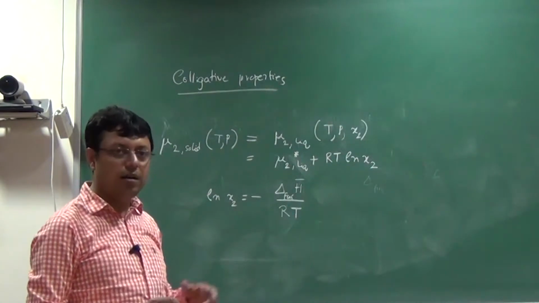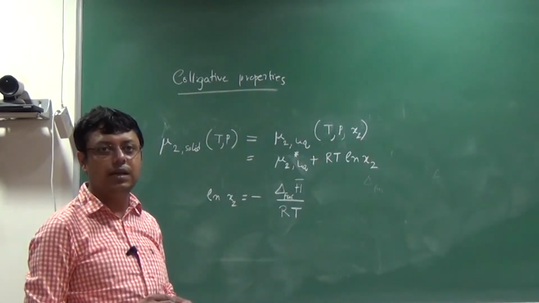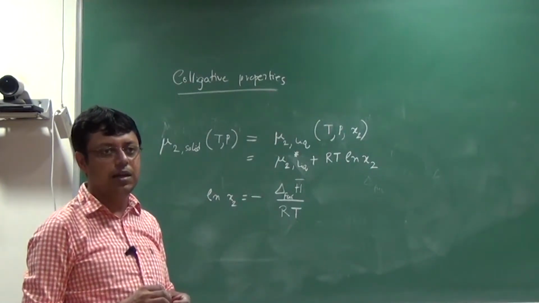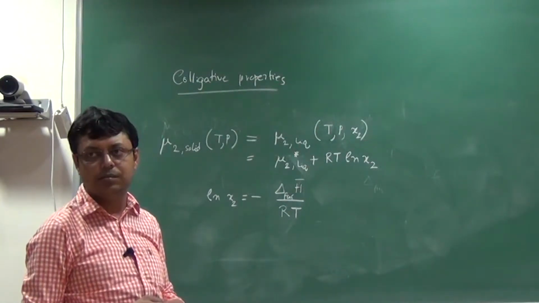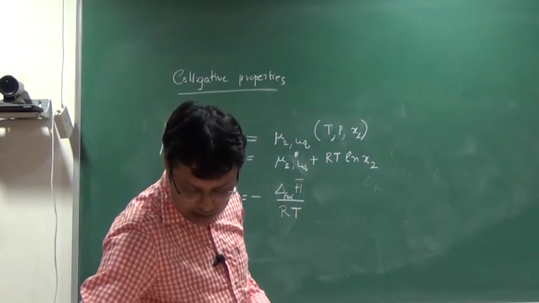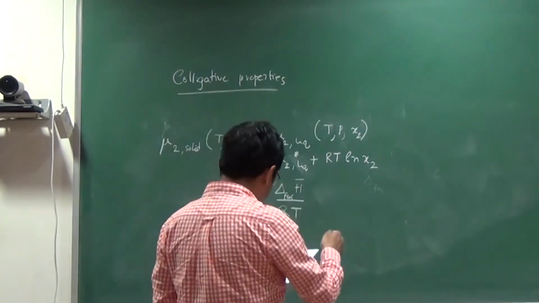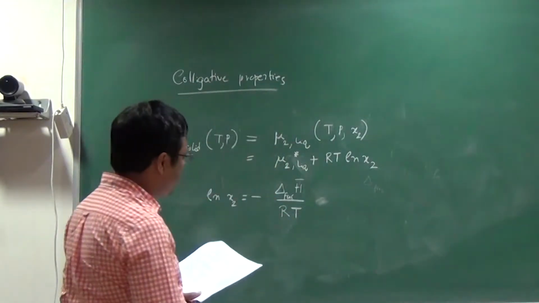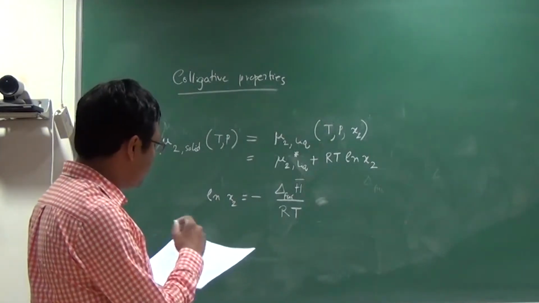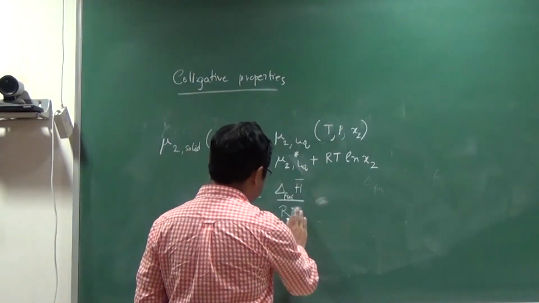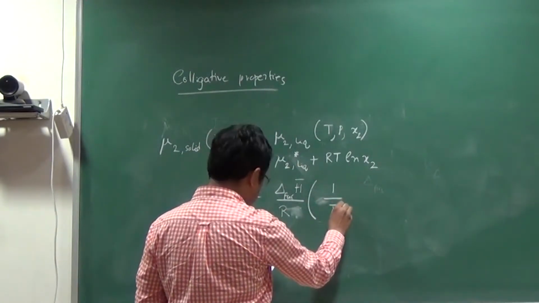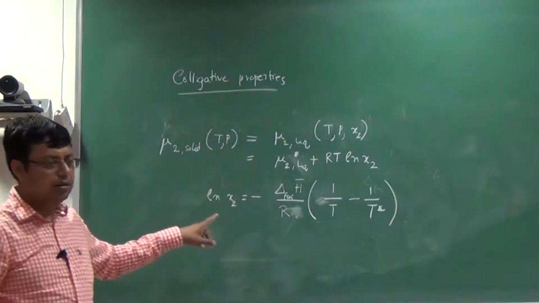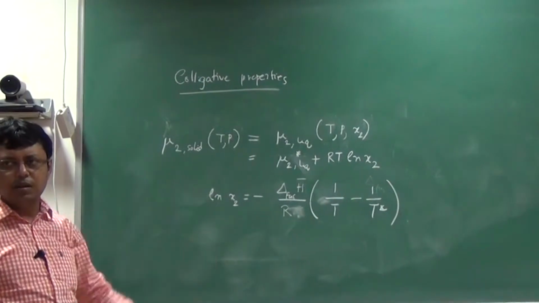So I can right away use the concept of delta S fusion, which is the entropy change, because delta S by definition is the reversible heat change divided by the temperature, right? So we can just write it as d ln x2. And remember that we had something like 1 over T minus 1 over T star. This is after the integration. d ln x2 was that, and after the integration we have it, right?